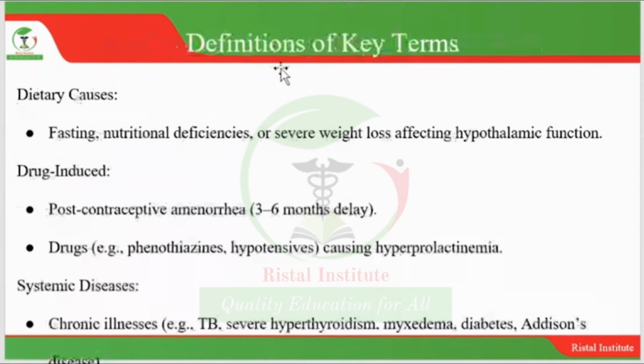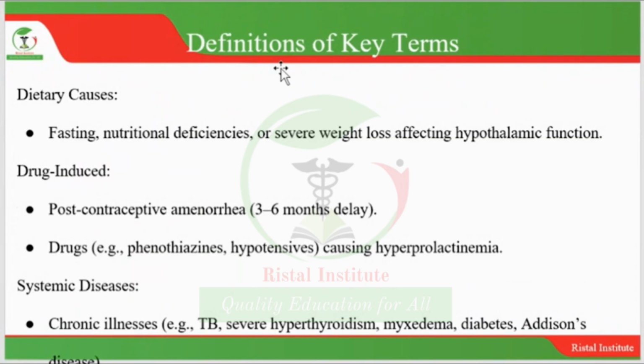Then we look at definitions of key terms that we have used so far. We have dietary causes. The dietary causes refer to fasting, nutritional deficiencies, or severe weight loss affecting hypothalamic function, so leading to the hypothalamus not to function well. Then the drug-induced here refers to the post-contraceptive amenorrhea, which can happen 3 to 6 months after the person has stopped using the family planning.